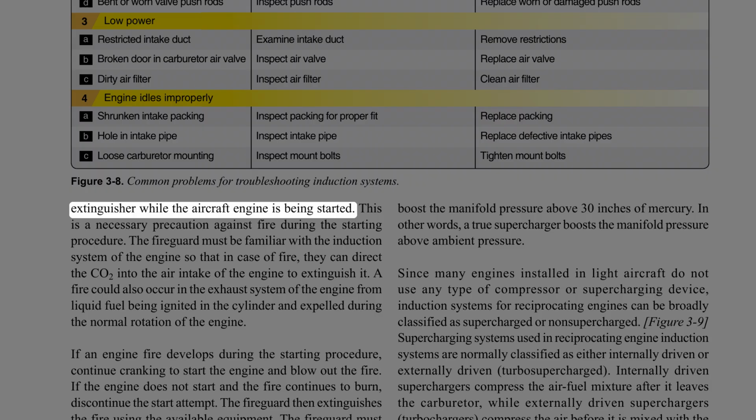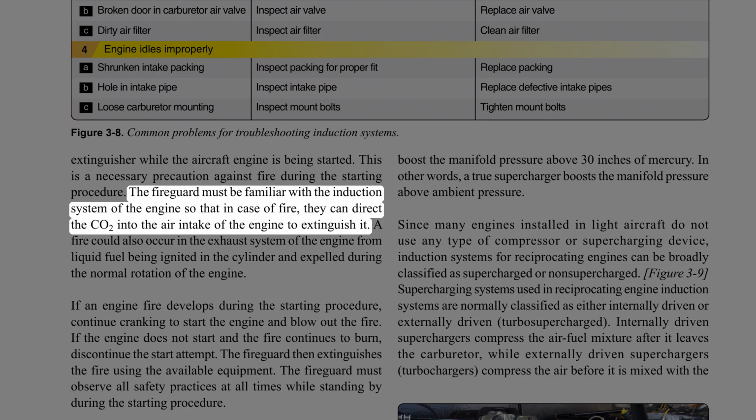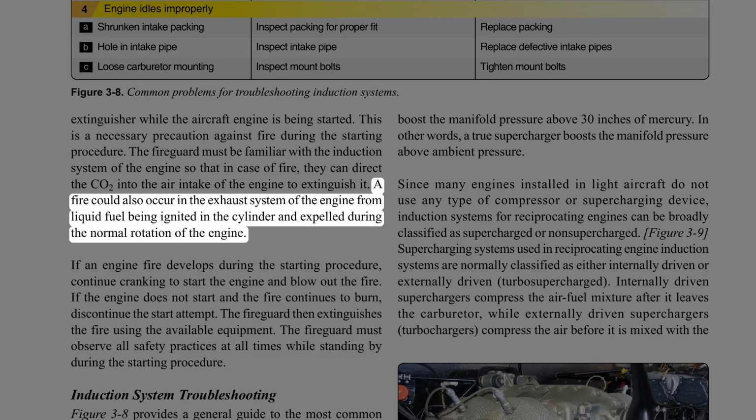Extinguisher while the aircraft engine is being started. This is a necessary precaution against fire during the starting procedure. The fire guard must be familiar with the induction system of the engine so that in case of fire, they can direct the CO into the air intake of the engine to extinguish it. A fire could also occur in the exhaust system of the engine from liquid fuel being ignited in the cylinder and expelled during the normal rotation of the engine.